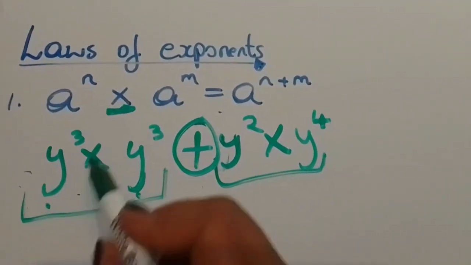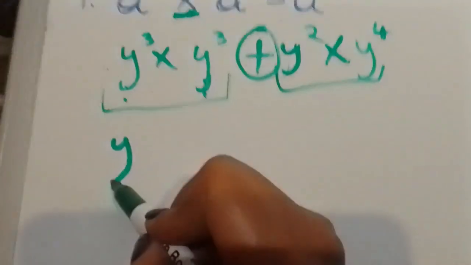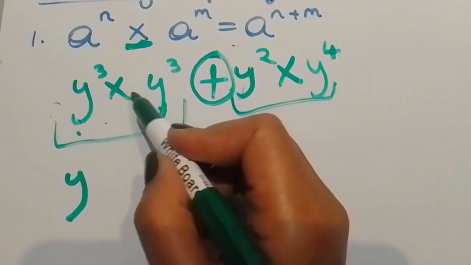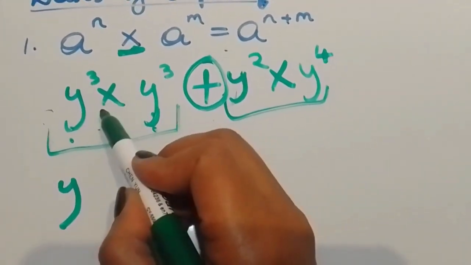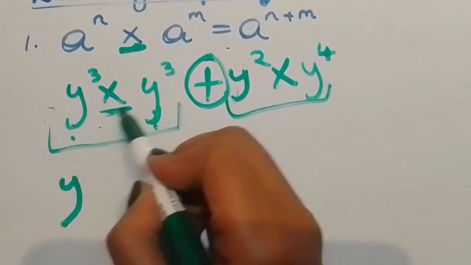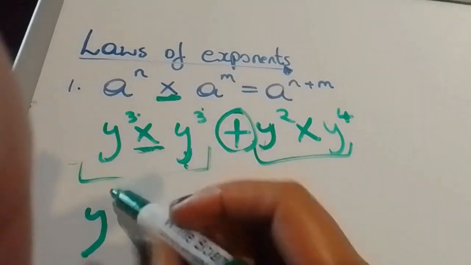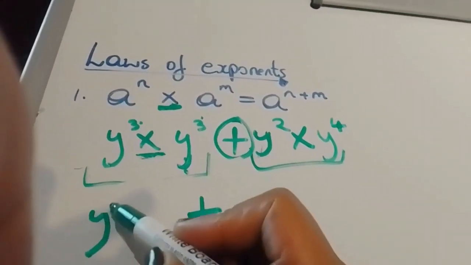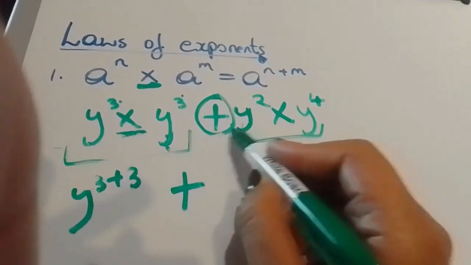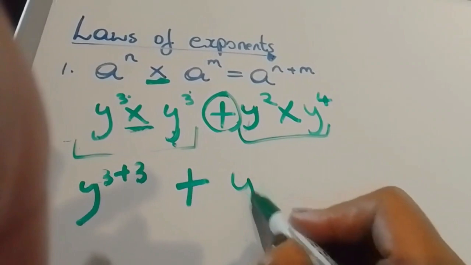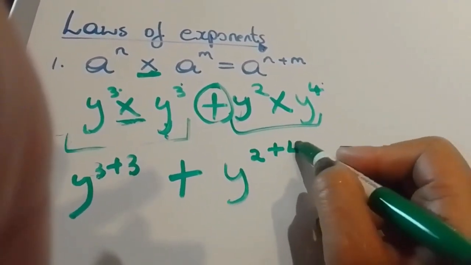So for this first term, what do we know from that first law? We take the base. That only works if the base is the same. So we see that the base is the same in this case, which is y. So what we do when the base is the same with multiplication in between, then we know we add the exponents. So it's going to be y to the power of 3 plus 3. And this side, we will have y to the power of 2 plus 4.